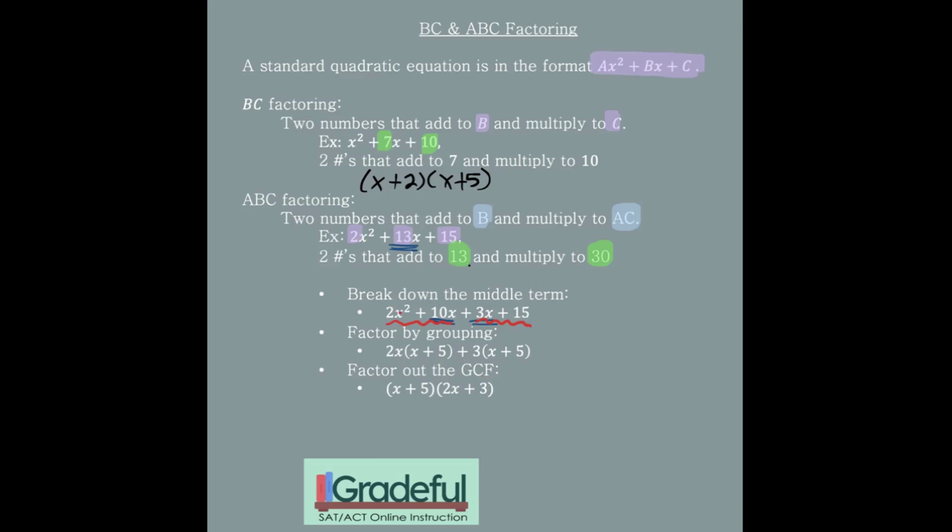So what's the greatest common factor for 2x squared and 10x? It would be 2x. If you factor that out, it leaves you with x plus 5. And the greatest common factor for 3x and 15 is 3. If you factor that out, it leaves you with x plus 5. So now we're left with two terms, and they both have a factor of x plus 5. If you take that out, you'll have x plus 5 right here. And what does it leave you with? 2x plus 3. So that's how you do ABC factoring.